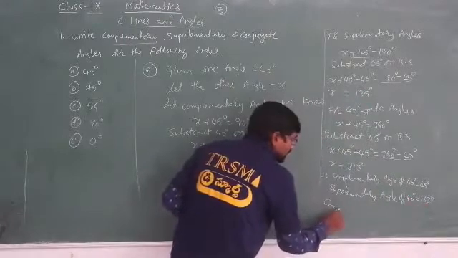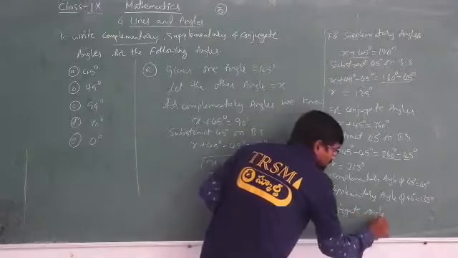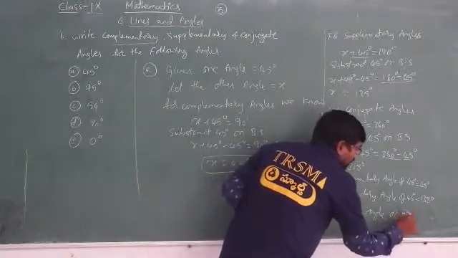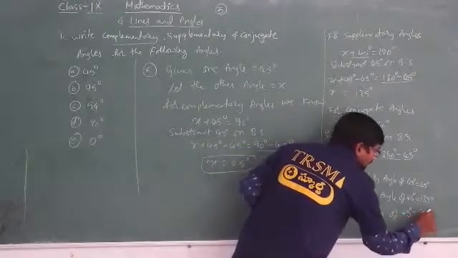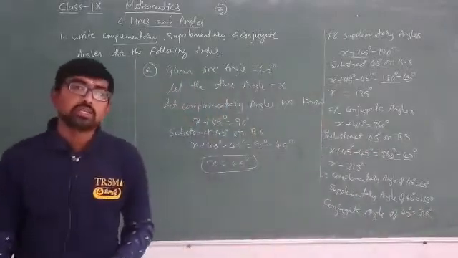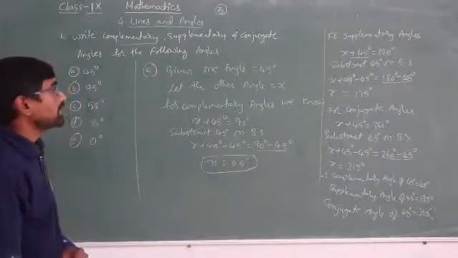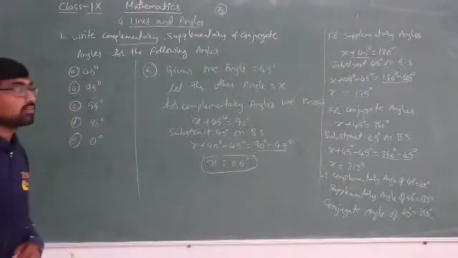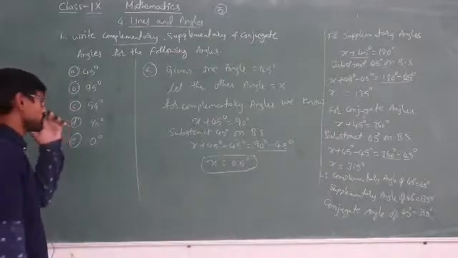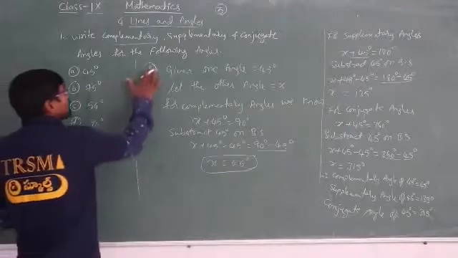Similarly, the conjugate angle of 45 degree is 315 degree. So like this you will be finding the complementary, supplementary and conjugate angles of the given question. Okay, so similarly again the same thing we have to do for 75 degree.